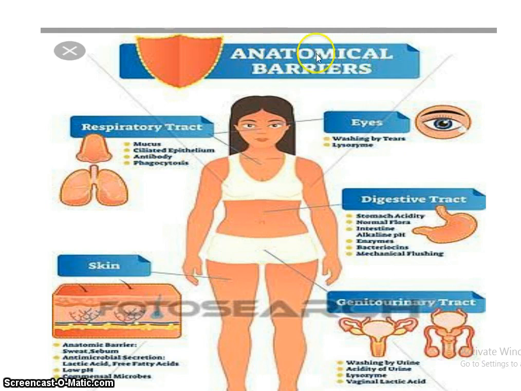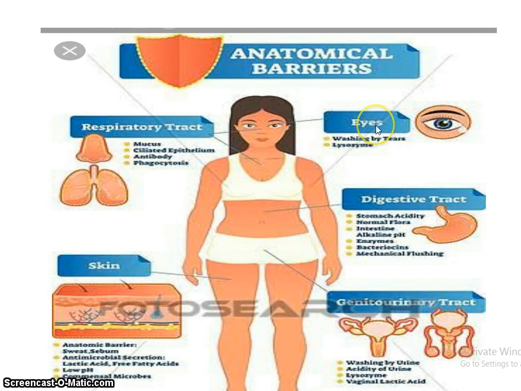Anatomical barriers are the structures which prevent the entry of pathogens inside our body. The first example is the skin. We know that our whole body is covered by skin, and this skin prevents the entry of microorganisms into our body. The secretions of the skin, like sweat and sebum, also have antimicrobial properties and prevent the entry of bacteria inside the body.